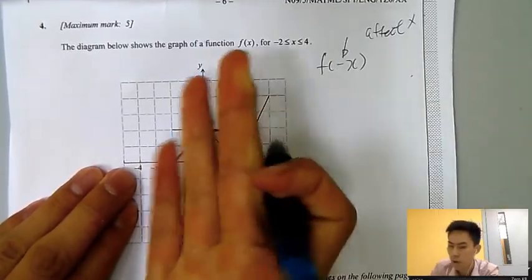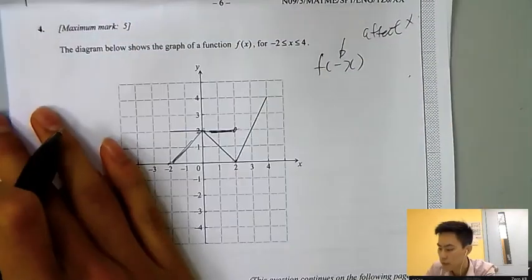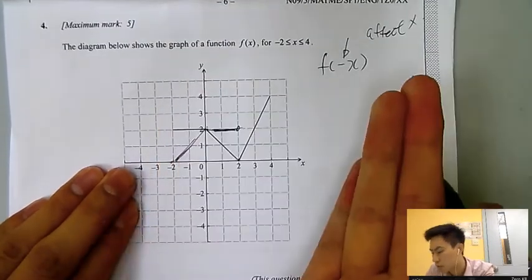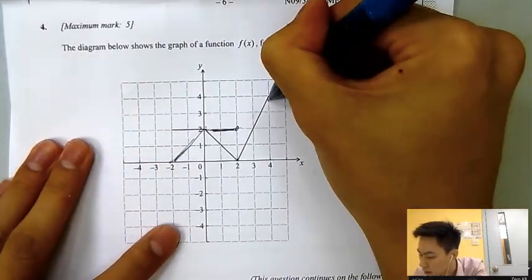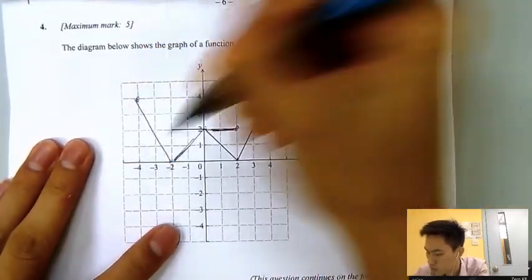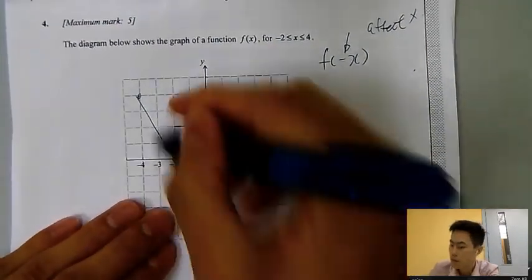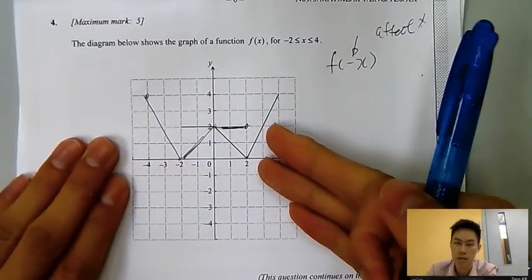So all flip. The right hand side flips to the left hand side, and the left hand side flips to the right hand side, right? And then this one is 4. So just draw a line like this. So you have a graph, and then you get 2 marks. Yeah, so it's easy.